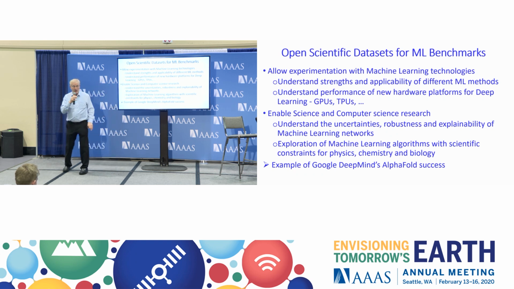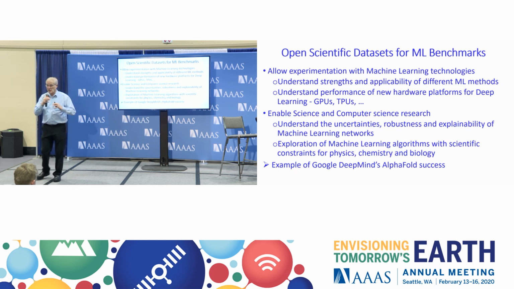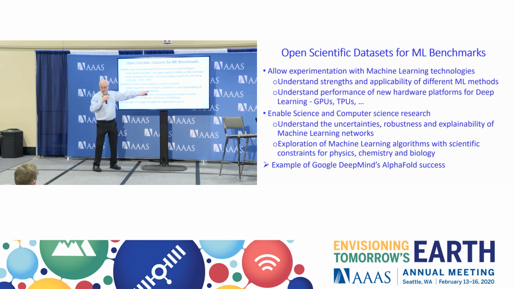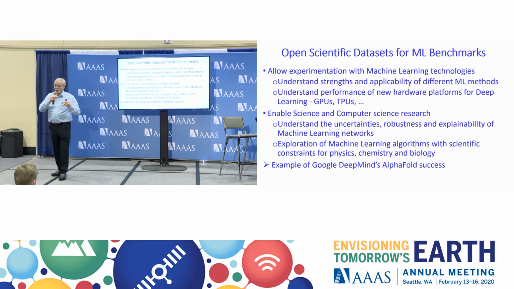So that's one thing we're trying to do with these data sets, which we can make open: benchmarks, if you like, for scientific machine learning. And in addition, because we have control over these data sets and we can actually do the experiments, we'd like to understand the uncertainties I've told you about, the robustness, and also the explainability. Can we understand how it comes to its decision?